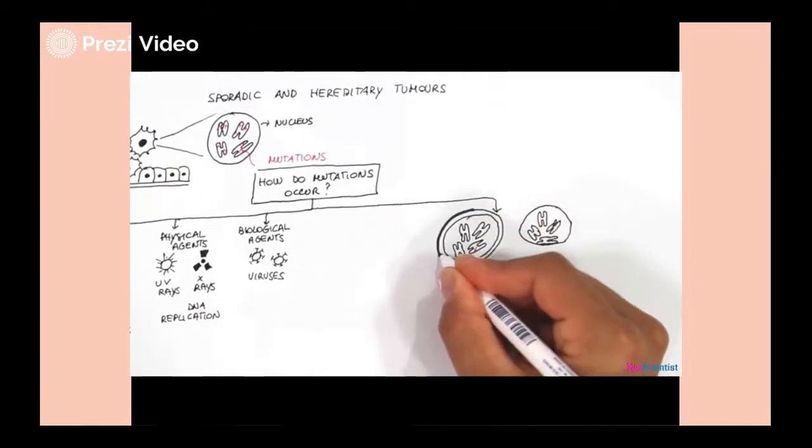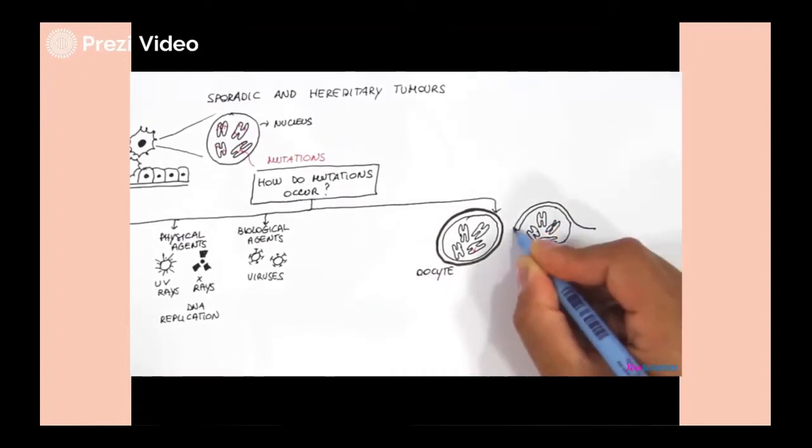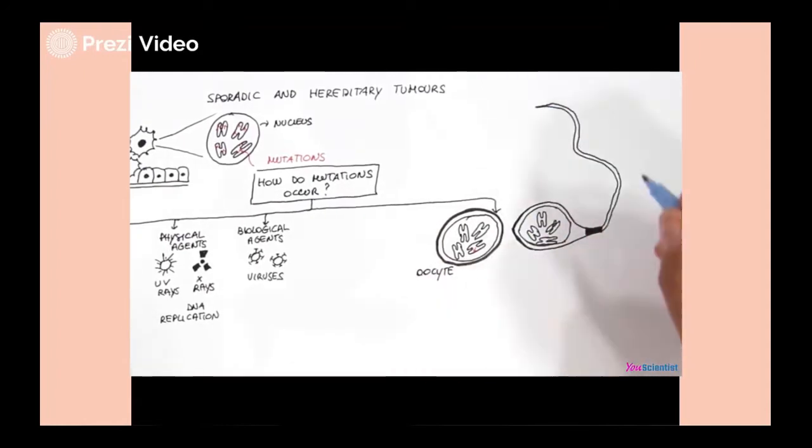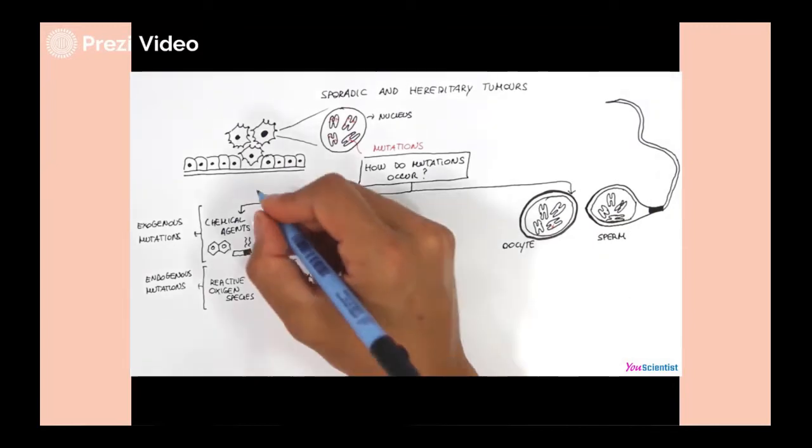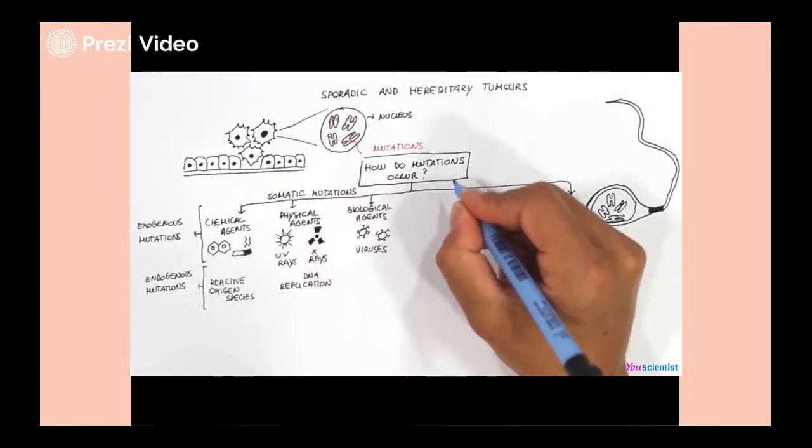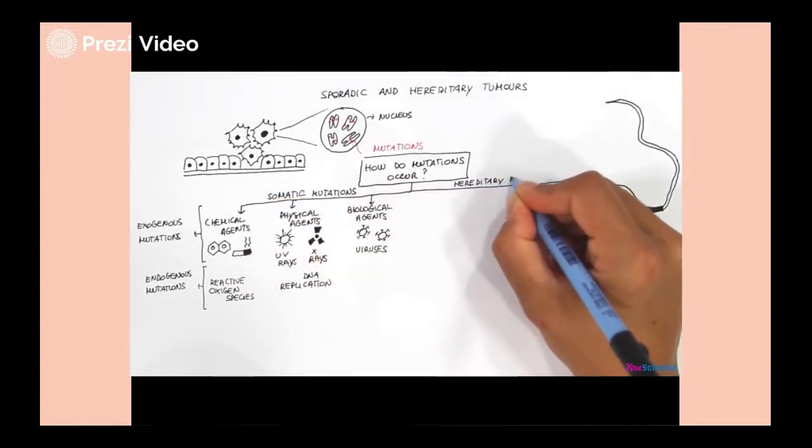Mutations can be inherited from our parents if they were present in their germline cells, the oocyte and the sperm. In the first case, we talk about acquired or somatic mutations. In the second, we talk about inherited mutations.